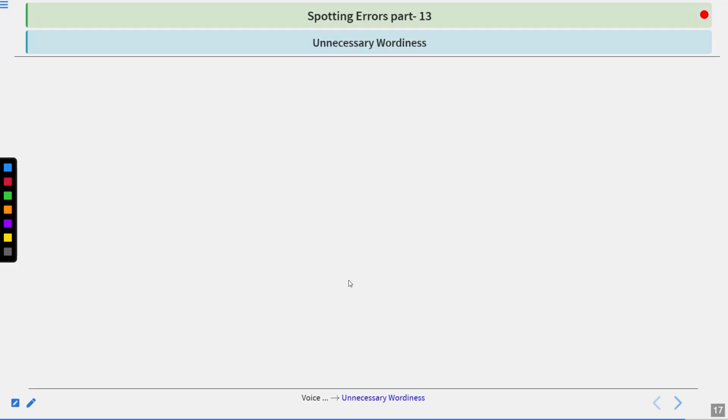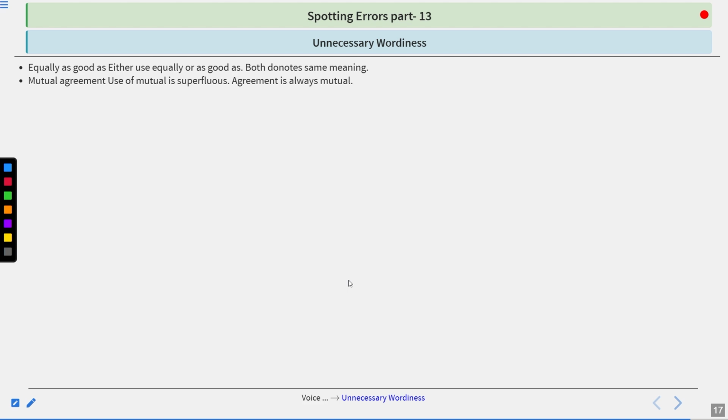Unnecessary wordiness. Equally as good as. Use equally or as good as. Both denote the same meaning. So do not use equally as good as. Mutual agreement. Use of mutual is superfluous. Agreement is always mutual. Mutual friend, mutual interest. The correct phrase is common friend or common interest.